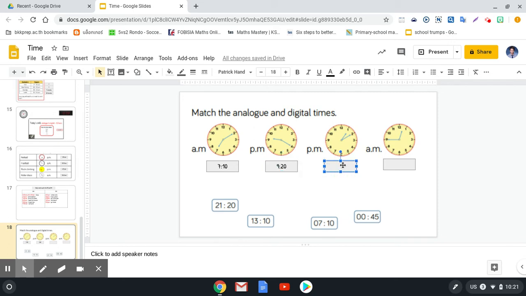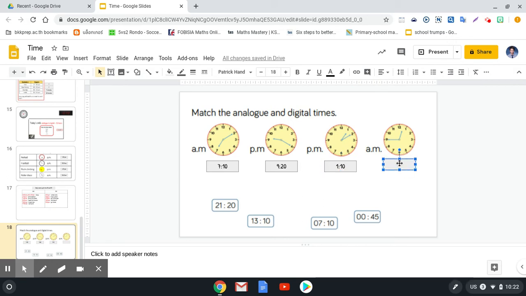This next one is also PM. I can see the short hand is right by the number 1. Now the minute hand is by the number 2, and 2 times 5 is 10. So this one shows 1:10 p.m.